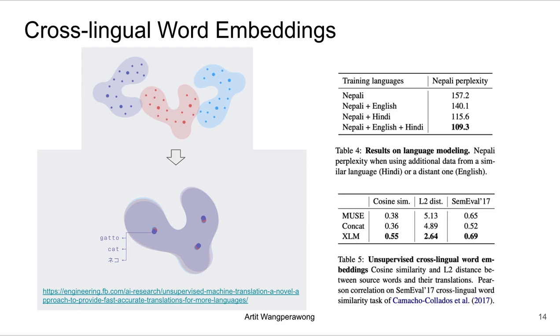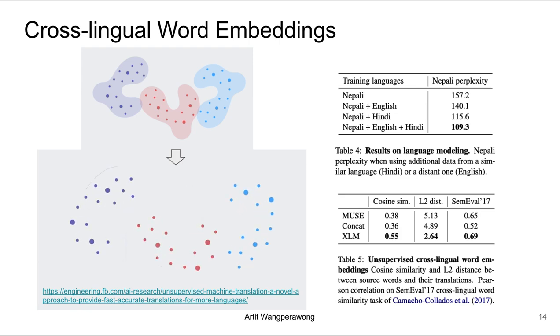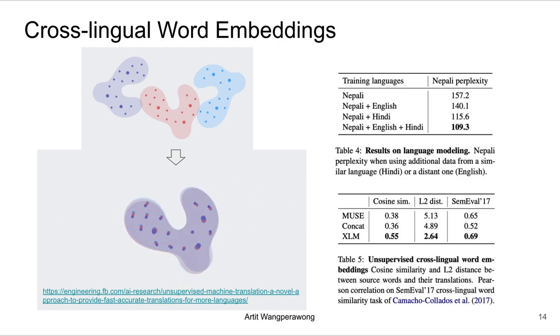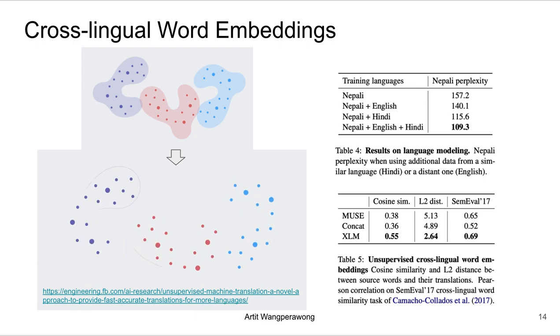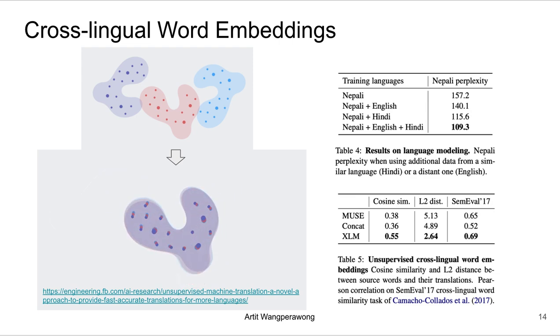Again, these are different languages that are trained on the same cross-lingual model, but there's no parallel data between them. You're just training in Nepali, then you train with English. Now, if you train Nepali and then Hindi, you get an even lower perplexity, because Hindi, based on its Sanskrit, is more closely related to Nepali, so that makes sense. Now, if you train it on all three, Nepali and English and Hindi, the perplexity is even lower.